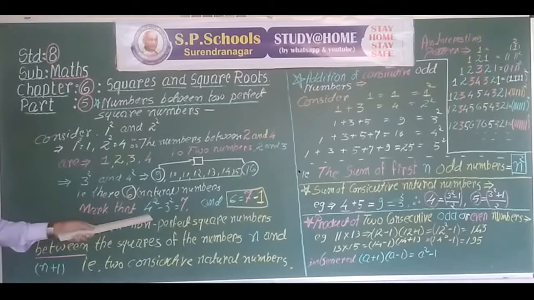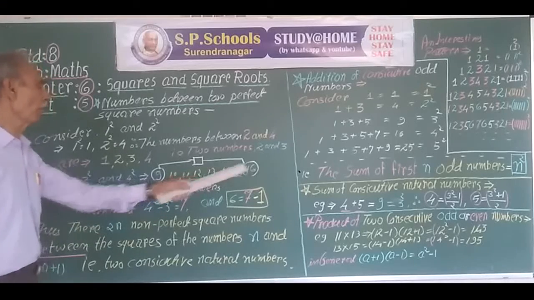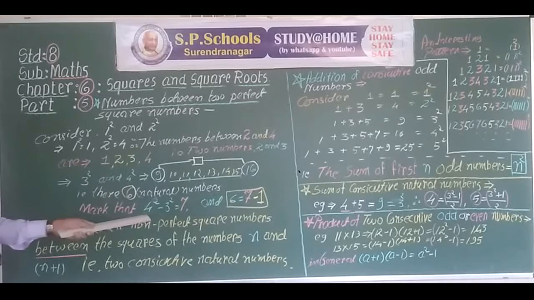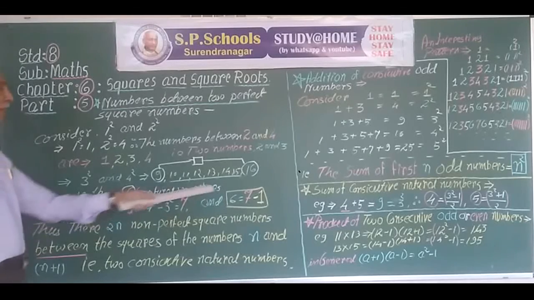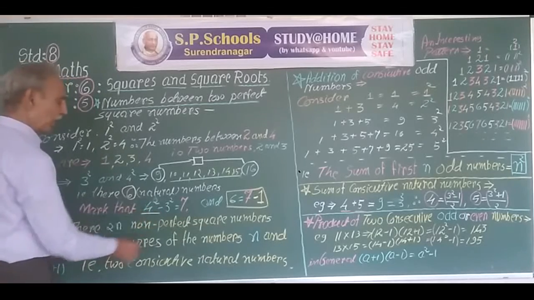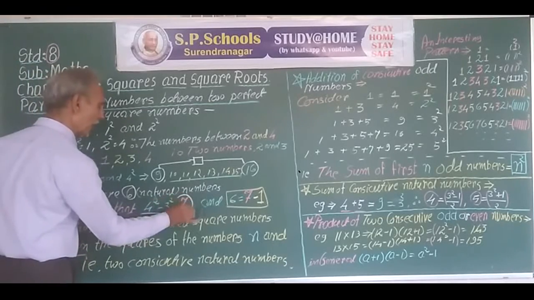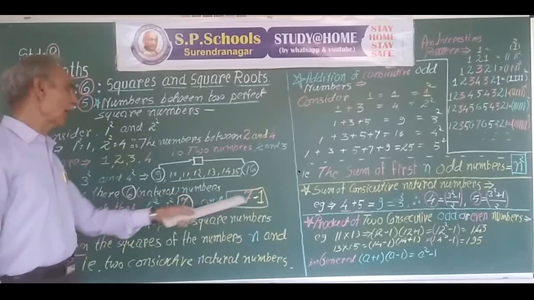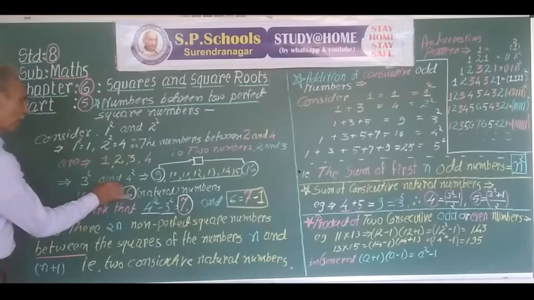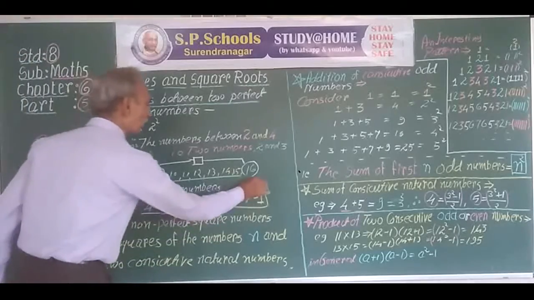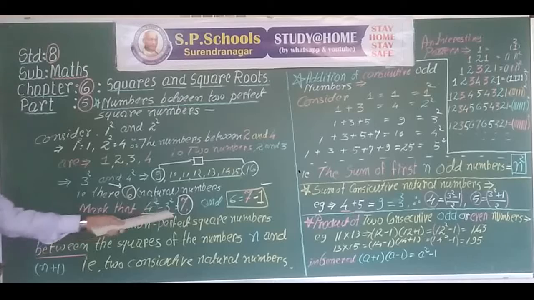Now, find the difference between the perfect square of the higher number and the perfect square of the previous number, that is, the square of 4 minus the square of 3. That is 16 minus 9, which gives us 7. This is 16, this is 9. This gives us 7, and 6 is 1 less than 7. As there are 6 numbers here between 9 and 16, these 6 numbers are less by 1 than the difference between two squares.